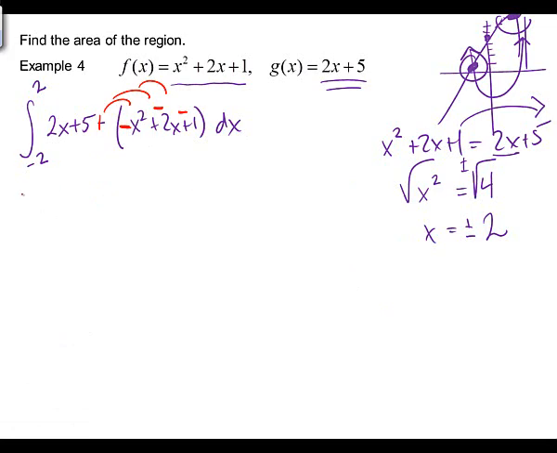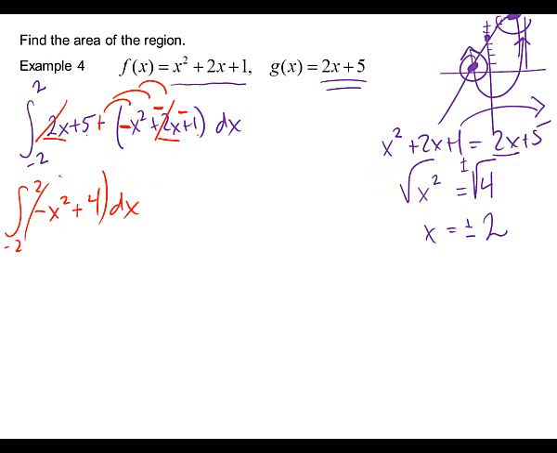Okay, so let's look at our like terms here. Negative x squared is going to stay negative x squared. What's 2x minus 2x? 0. They're going to cancel, right? And then I've got 5 minus 1, which is going to be what? That looks much nicer to integrate, right, than it did before. Technically, you're supposed to put parentheses. I sometimes don't do them.